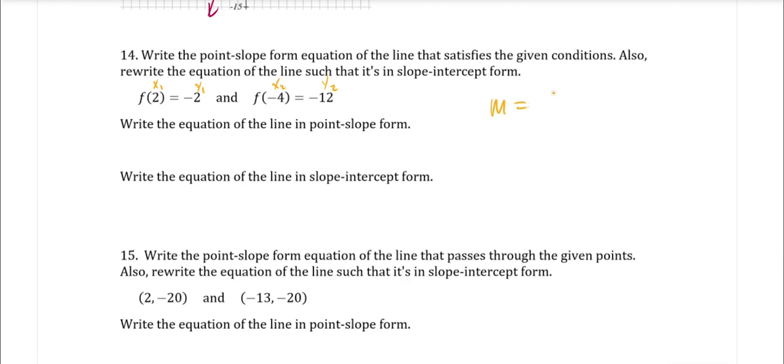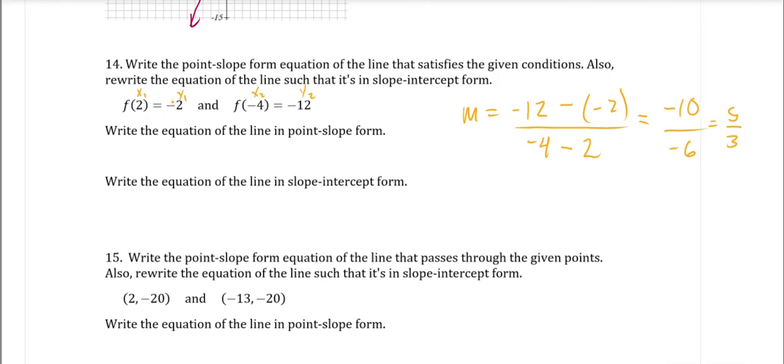What is my slope? Well, it's going to be -12 minus -2, divided by -4 minus +2. So we take our difference of y values, and we're going to get -10. We take our difference of x values, and we're going to get -6. This means that my slope is 5/3.